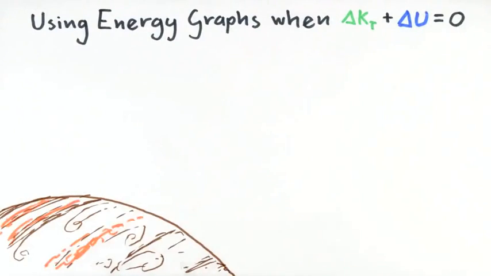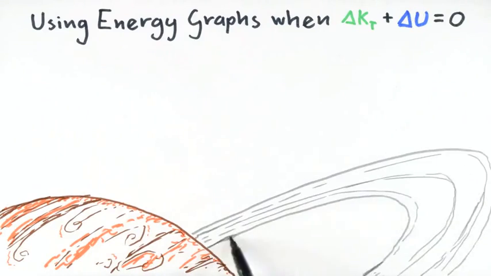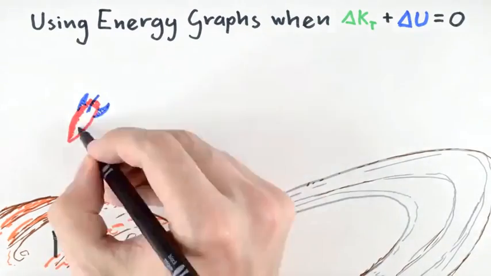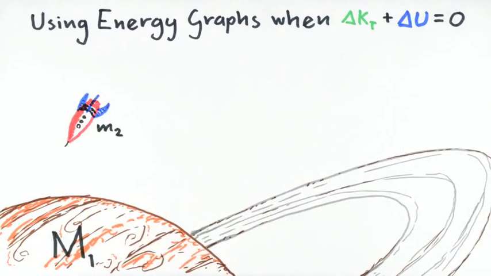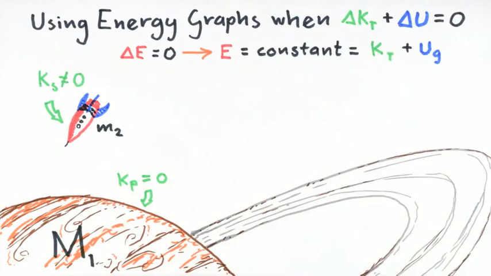Let's consider another concrete example of a two-particle system. Let's take Object 1 to be a planet of mass m1 and Object 2 to be a spacecraft of mass m2. Let's say that in this initial state the planet is at rest and the spacecraft has some kinetic energy, K sub s. Here's the question we're going to answer.